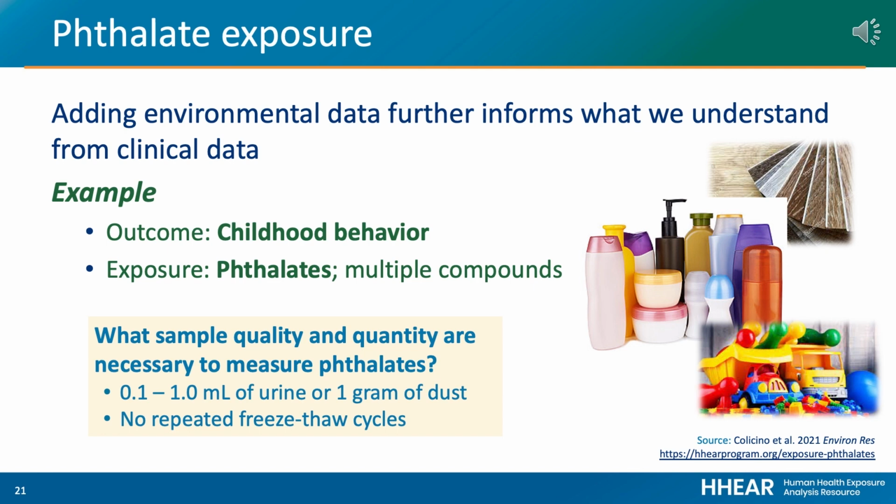If you want to add this type of analysis to your study, you would want to ensure you have the necessary sample quality and quantity to measure phthalates. Typically, 1/10 of a milliliter to 1 milliliter of urine or 1 gram of dust are used. Smaller volumes can be used, but usually translate to lower frequency of detection. Samples must not have undergone repeated freeze-thaw cycles and must have been collected to minimize phthalate contamination.